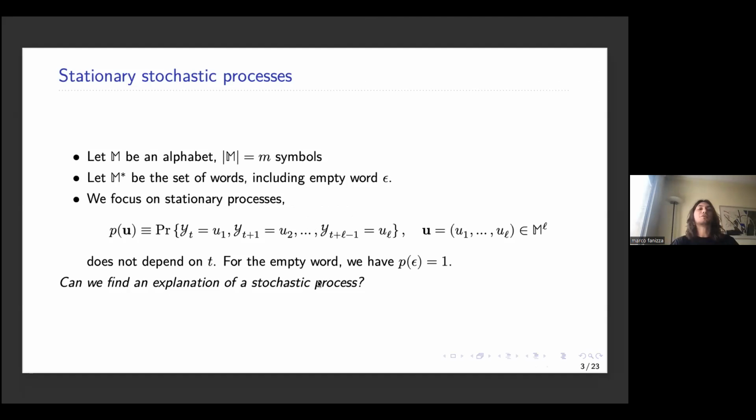So let me start from the definition of stationary stochastic processes. Here we consider an alphabet with a finite number of symbols and the set of all possible words of arbitrary length, including the empty word epsilon. And we focus on stationary processes. That is, we can assign a probability to any word, and it does not matter at which time we start looking at the word. This is the stationarity property. And for the empty word, the probability is 1. And so the question is, can we find an explanation of a stochastic process?